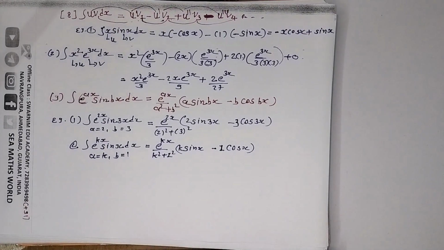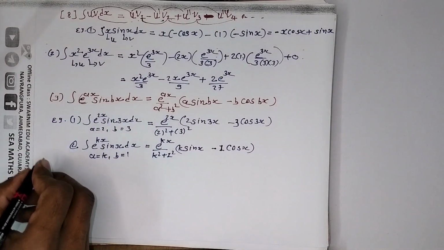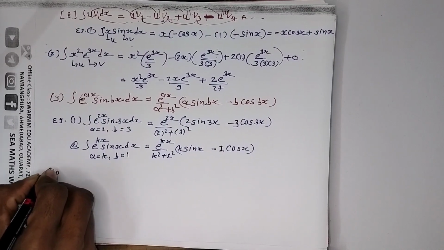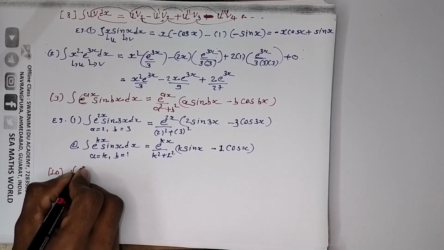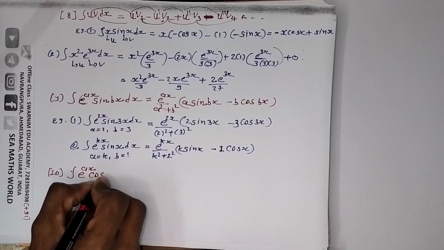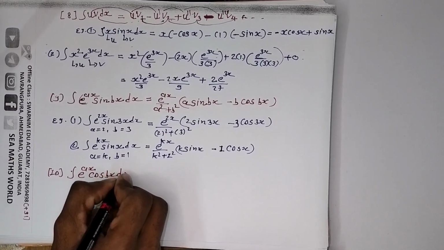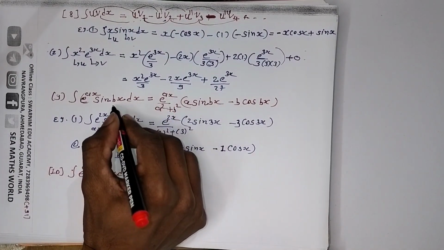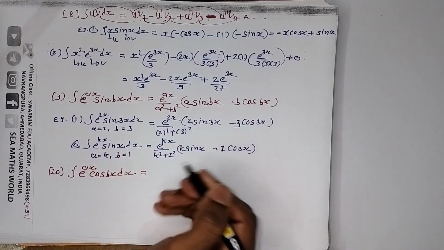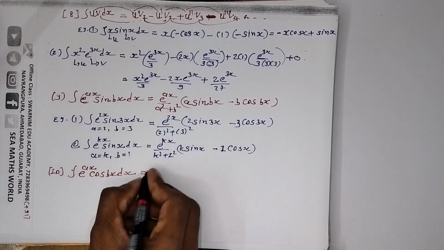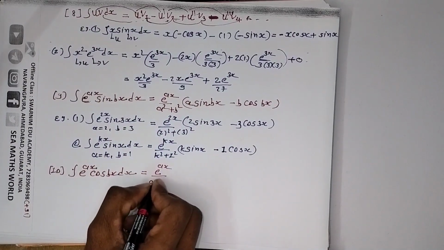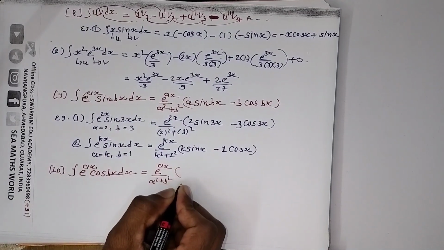Now we are taking one more new formula. Instead of sin bx, if it is given cos bx, then what do we have to do? Integration of e raised to ax cos bx with respect to x is equal to, here the first term is the same, whether it is given a sine or a cos, doesn't matter. E raised to ax upon the same a square plus b square.